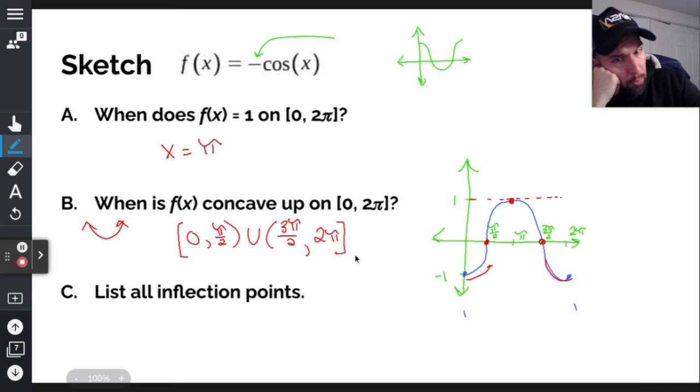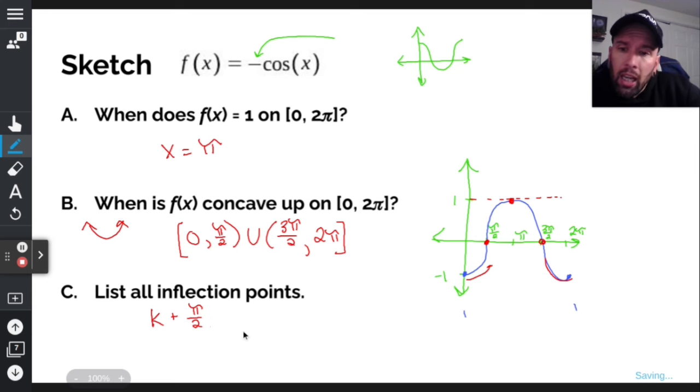List all the inflection points. Well, the inflection points are going to happen at pi over 2, 3 pi over 2, 5 pi over 2, negative pi over 2. So how can I word that? Pi over 2 times k would be like 1 pi over 2 or 2 times pi over 2. No, I can't word it like that. It has to be k plus pi over 2. That's how it would work.